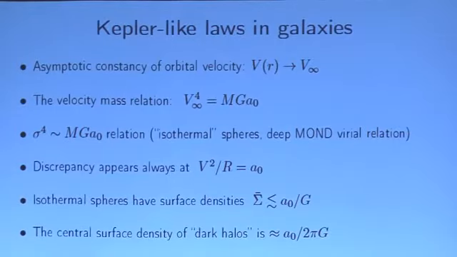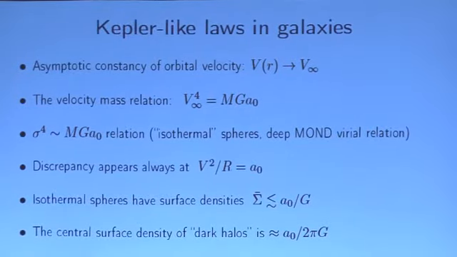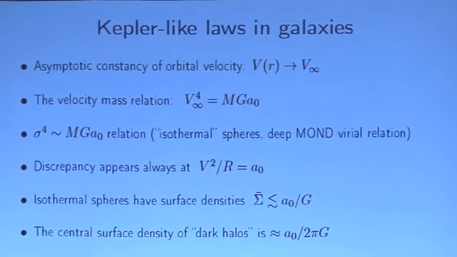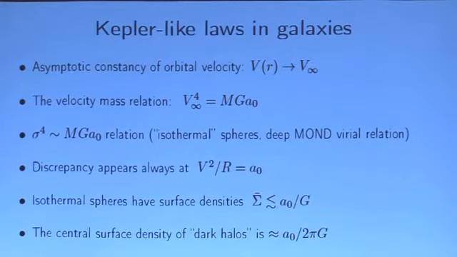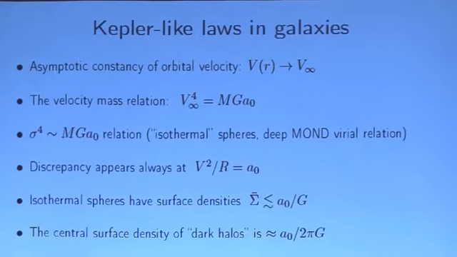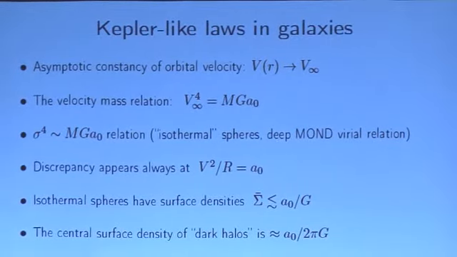And again, because you only have at your disposal A naught, G, and M to construct the velocity, or the radius if you wish, the only quantity with dimensions of velocity that you can construct from mass, G, and A naught is the fourth root of this, of M G A naught. So you inevitably get this relation between mass and velocity. And this, of course, is what underlies the different tests that go under the name of Tully-Fisher relations.